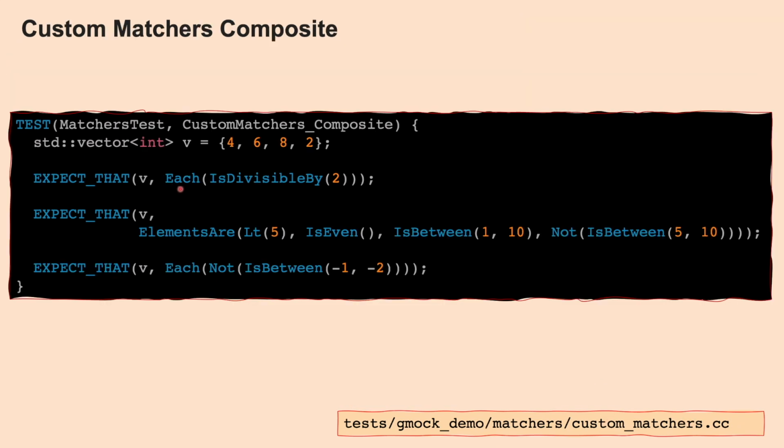Finally, here are simple examples that show you how you can combine other matchers with your custom matchers. So here I have a vector and I can say, expect that each item in my vector is divisible by 2. Or I can say, expect that the elements inside my vector, the first one is less than 5, the second one is even, the third one is between 1 and 10, and the last one is not between 5 and 10. Notice that these are the matchers that I wrote and these are customized. And finally, here I'm saying expect that each item inside V is not between -1 and -2.